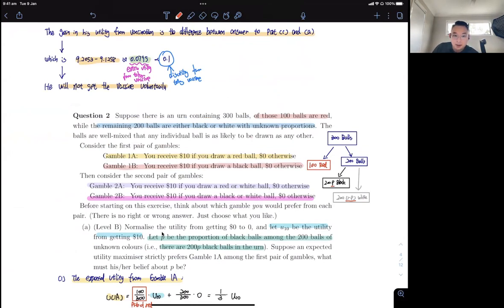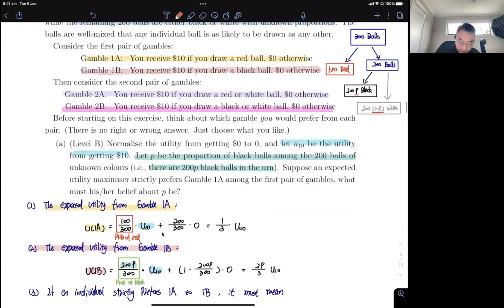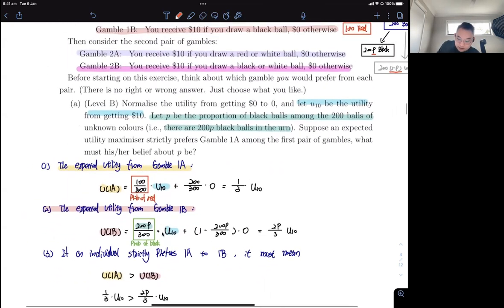And there's a second pair of gambles. Gamble 2A: you receive $10 if you draw a red or white ball, so both red and white ball, otherwise you get 0. Gamble 2B: you receive $10 if you draw a black or white ball, 0 otherwise. Okay, so question A: normalize the utility from getting 0 to 0 and let U10 be the utility from getting $10.